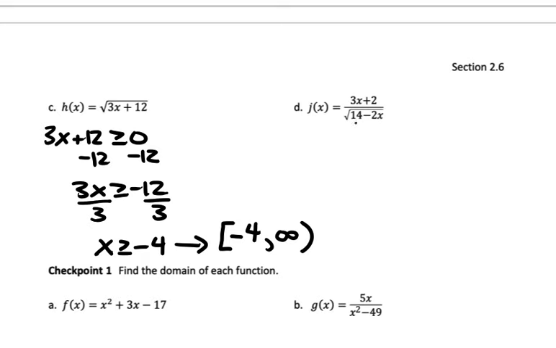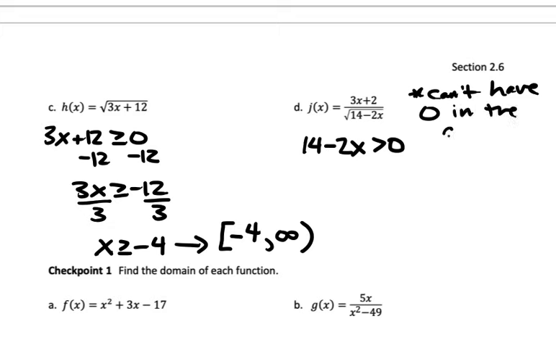Now for part D, I have 2 things going on here. I also have a square root in this one, and I have a fraction. So what I need to do here, since I have both things, is that what's in the denominator has to be greater than or equal to 0 because of the square root, but it can't be equal to 0 because it's a fraction. So instead of setting what's under the square root greater than or equal to 0, I'm going to do just greater than 0. So we can't have 0 in the denominator.